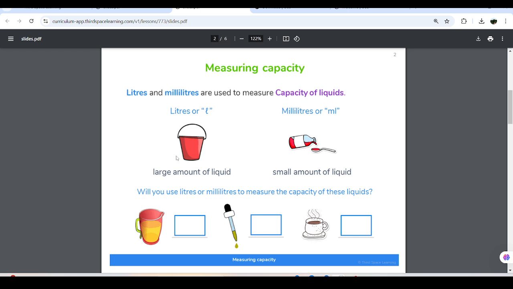So will you use liters or milliliters to measure the capacity of these liquids? For the first, what would you use?